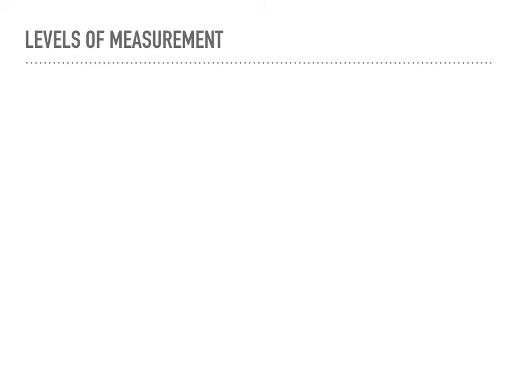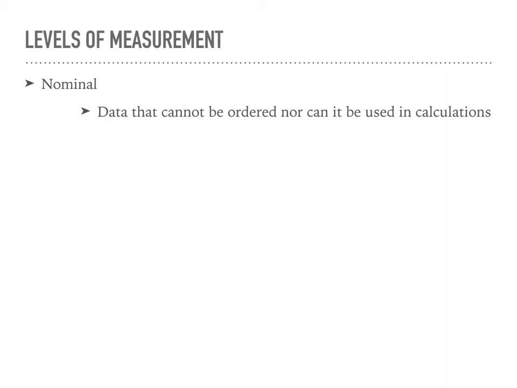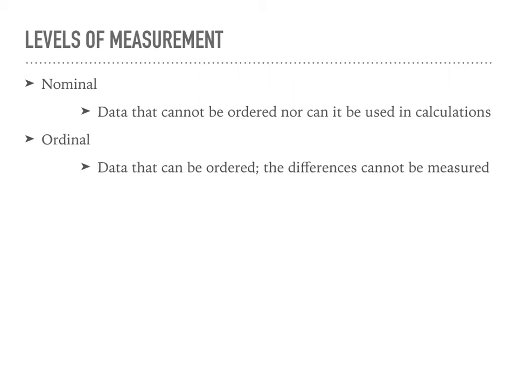We also want to talk about levels of measurement. Nominal is one of our first levels of measurement. So nominal data is data that cannot be ordered, nor can it be used in calculations. So you're thinking it's most likely going to be qualitative, and there's no specific order to it. Ordinal data is data that can be ordered, but the differences cannot be measured. Typically, you're thinking here still qualitative data, but now it's something that can be ordered.